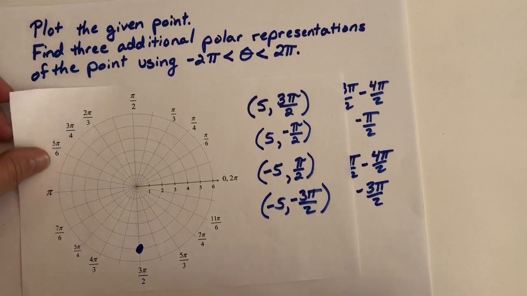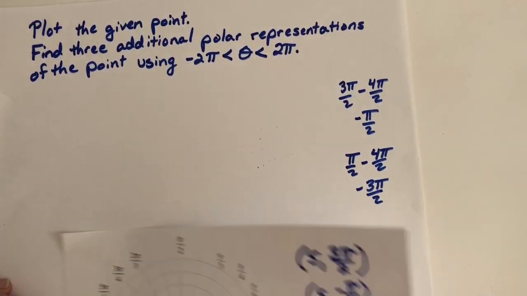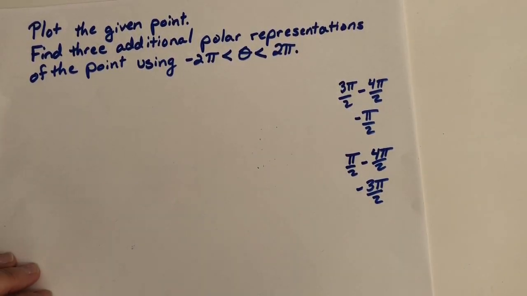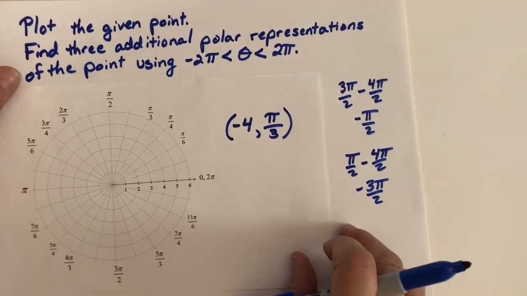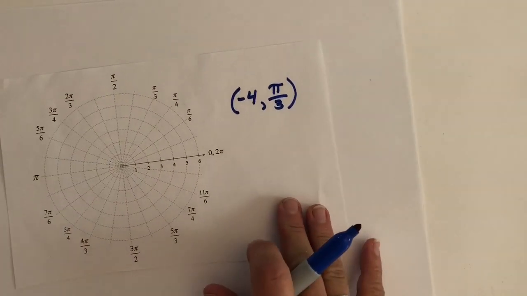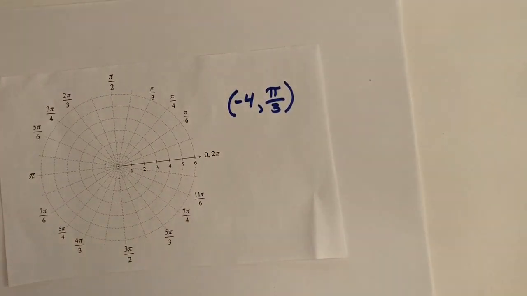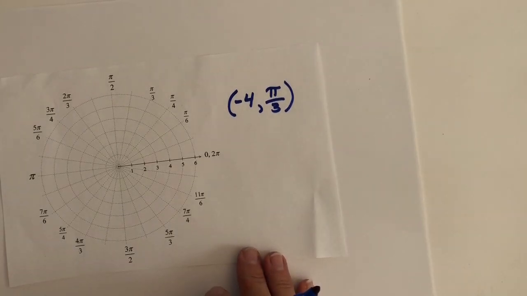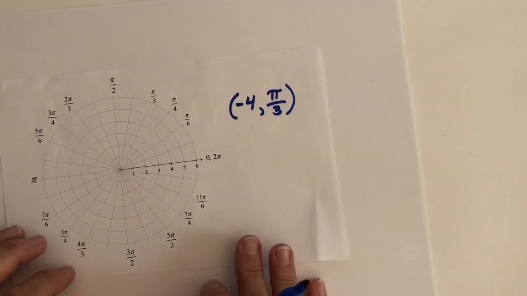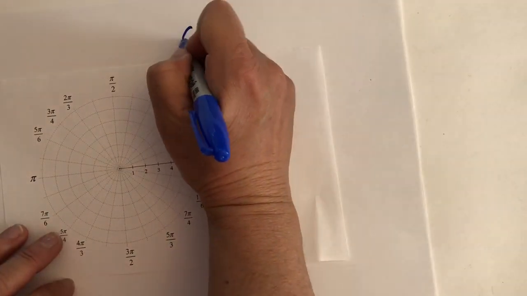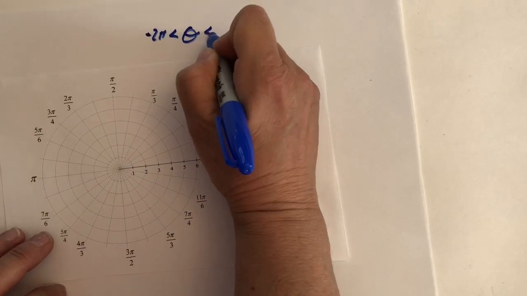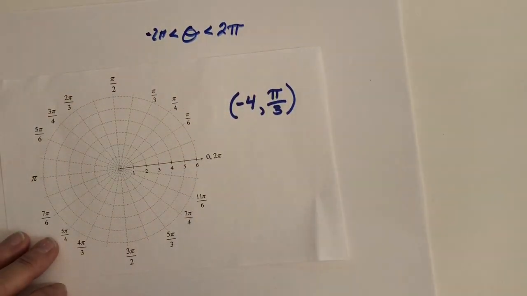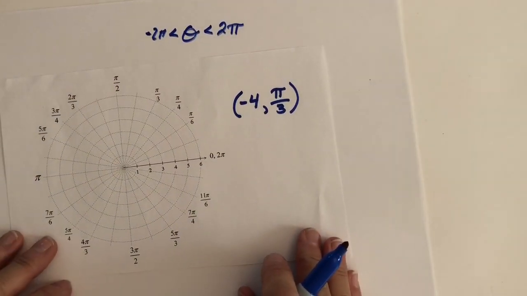Let's practice one more. So here it is. Oh, I need to have a clean piece of paper. Let's get rid of that one. The directions are still the same. Plot this point and then find 3 additional points. And let's keep in mind that we're going to maintain theta between negative 2 pi and 2 pi as we come up with those additional points.